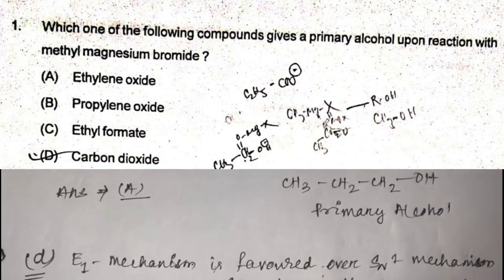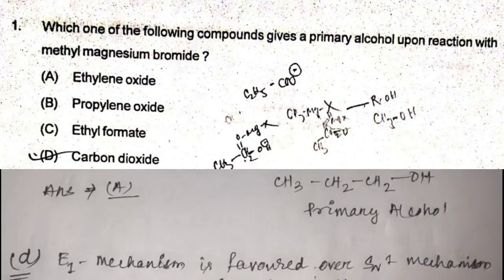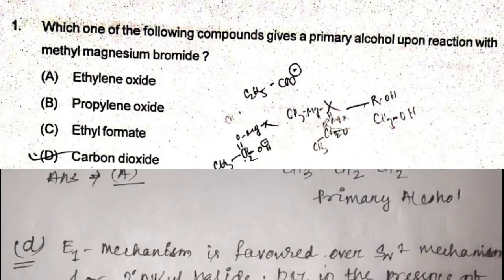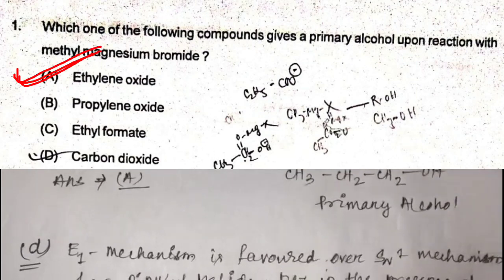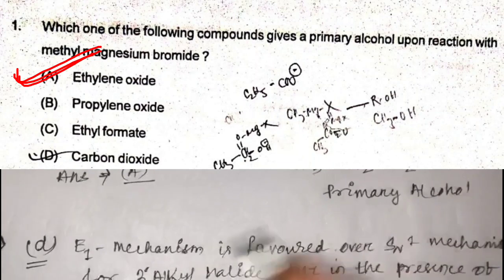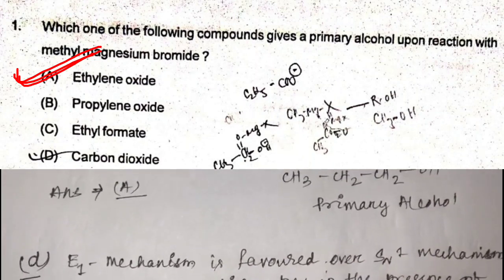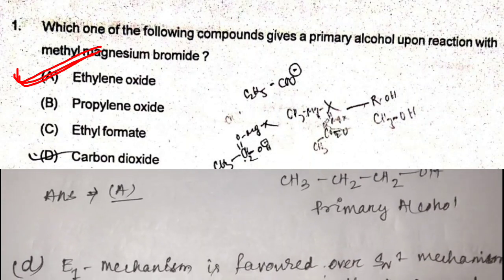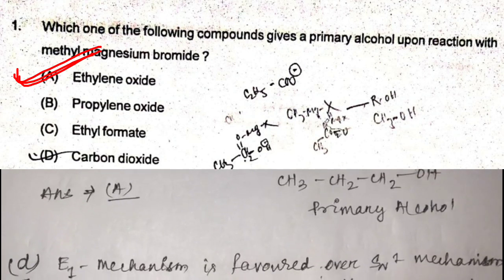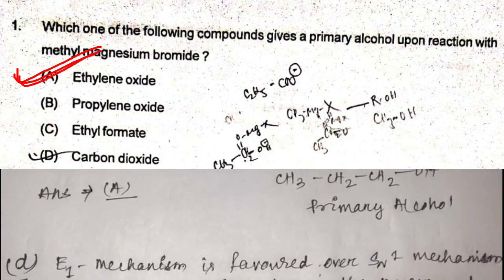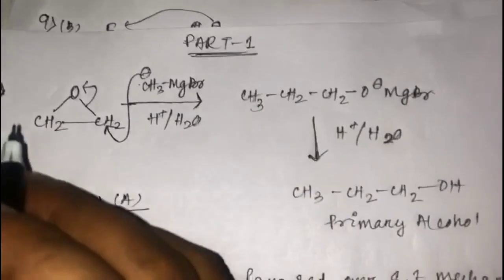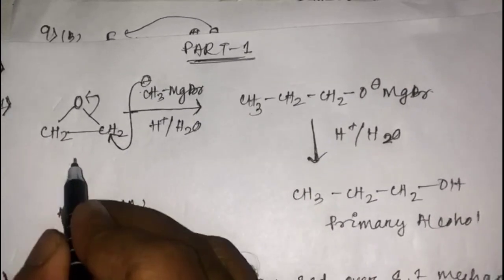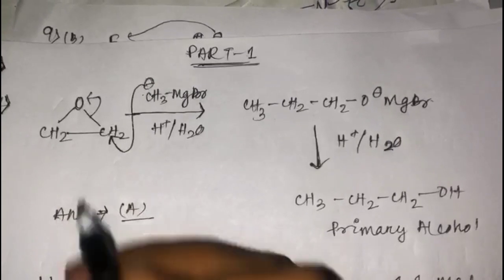So as I promised you guys, this is part 2 of your remaining questions from your PG entrance. Okay, so let's just begin with our topics. See, the first question is: which one of the following compounds gives a primary alcohol upon reaction with methyl magnesium bromide? Option A, that is ethylene oxide.